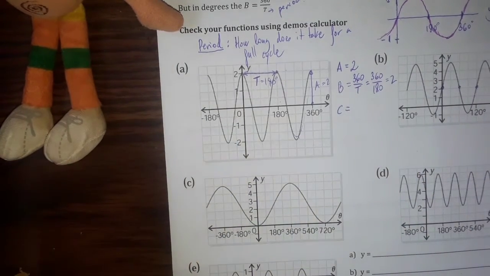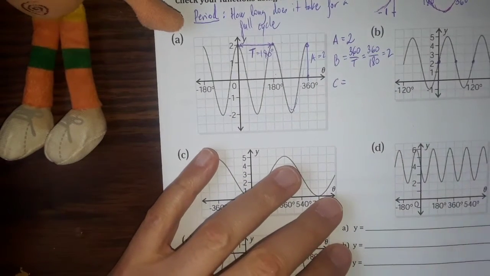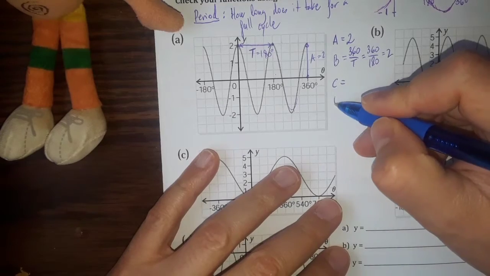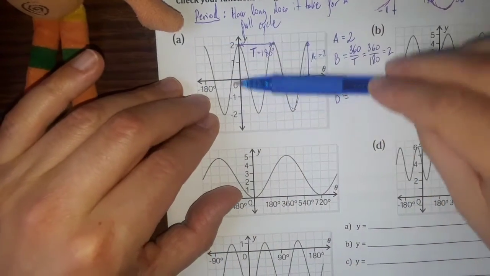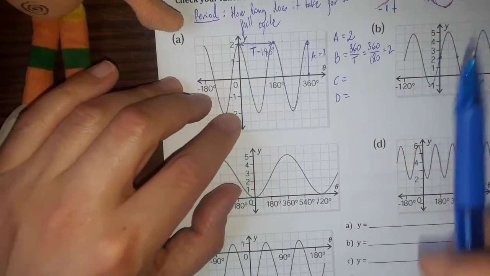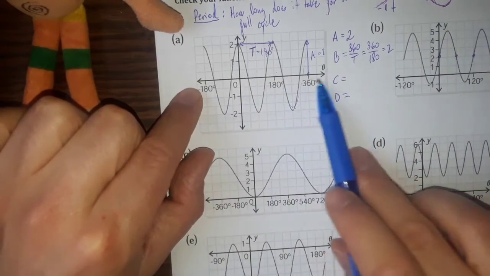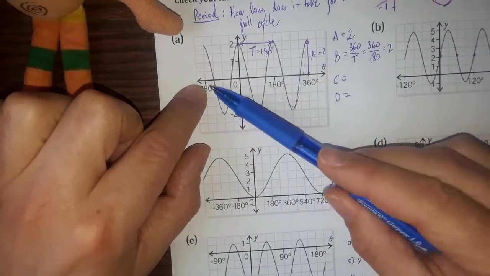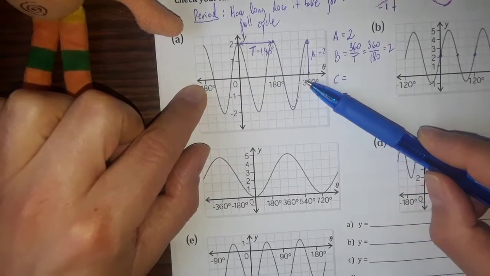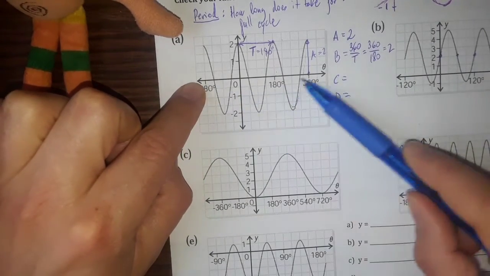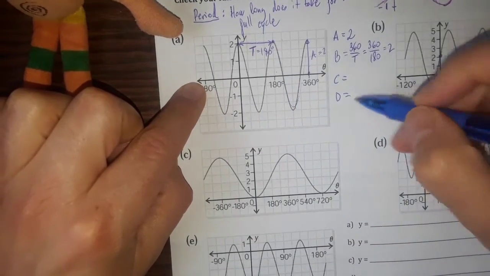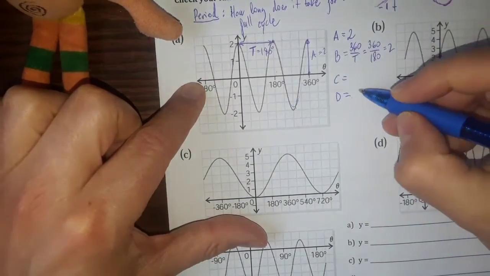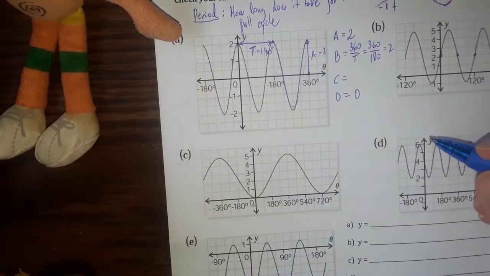Well, C is, do we have a vertical shift? Now, before we do C, let's look at D. Has this been shifted up or down? No, it has not, because the axis of this sine or cosine is actually cutting at the x-axis. So it has not been shifted up or down. So D is 0. Now about C.